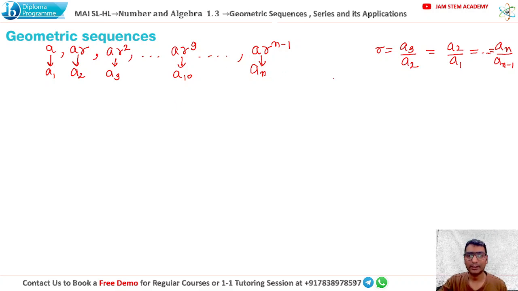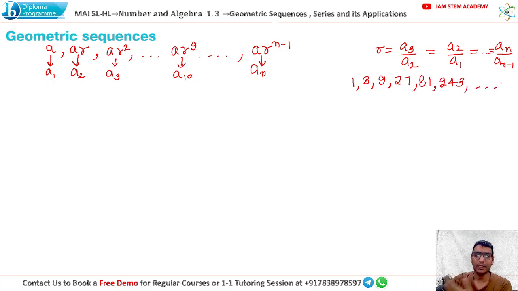That's the geometric sequence. For example, 1, 3. Now in order to get the next term, let's multiply by 3 again. So 9, then again by 3, 27, 81, 243, and so on. If it goes on, it means infinitely many terms are there. Or if I end it at 243, it means there are these 6 terms in that geometric sequence. We also call it geometric progression, GP.